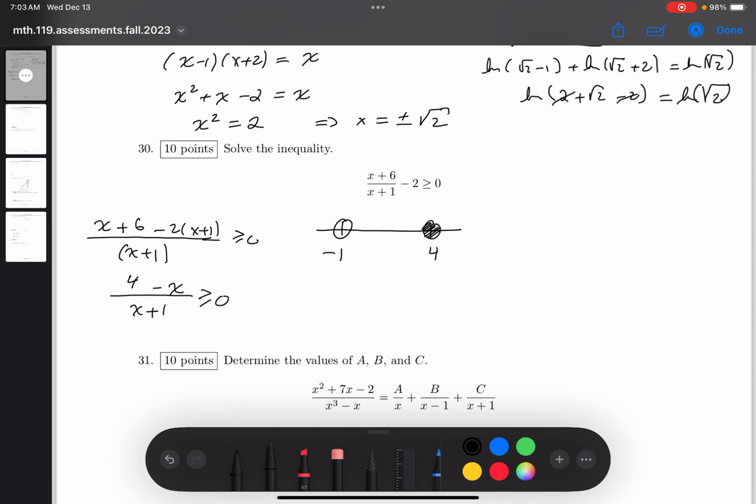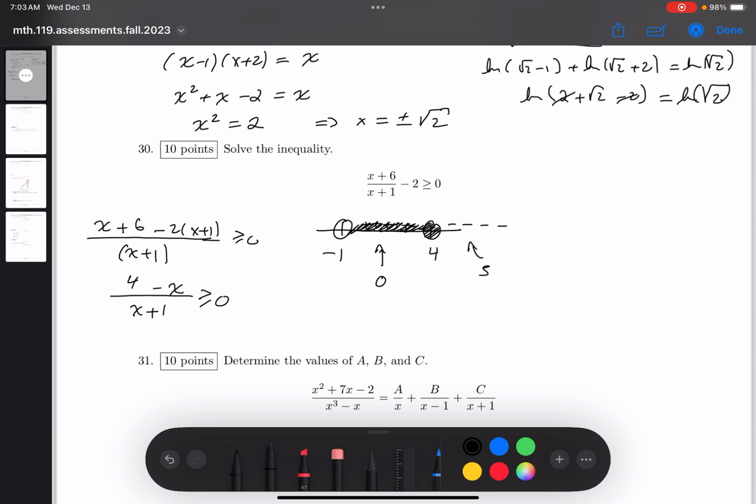The next thing is take some test values. A good test value after 4 would be 5. If you plug it in, what do you get? On top you get negative, on bottom you get positive. So overall it's a negative. That's certainly not greater than 0, so I would not shade that in. Take a test value between minus 1 and 4, like 0. Plug it in, top you get positive, positive on bottom. Positive divided by positive is a positive. That's certainly greater than 0, so I'm going to shade this in now.